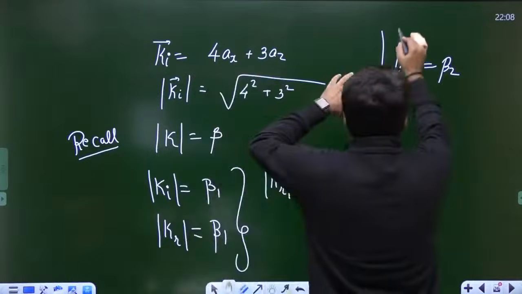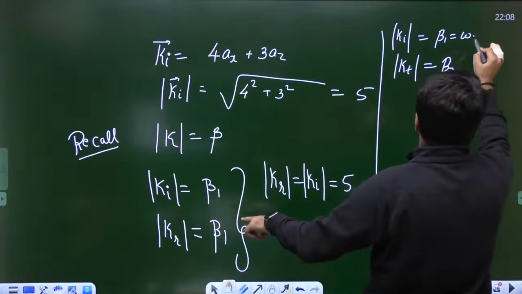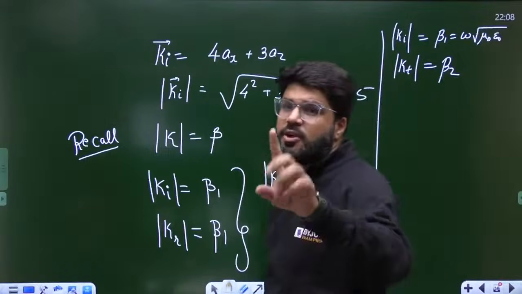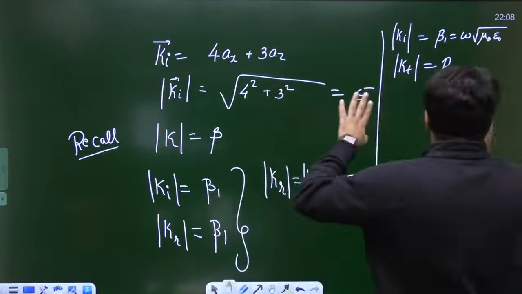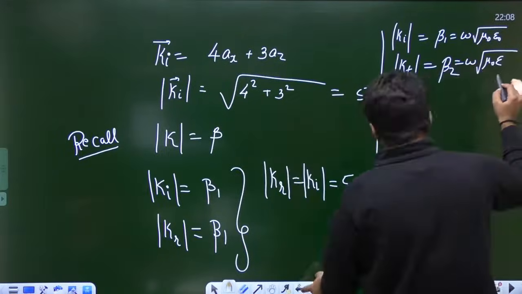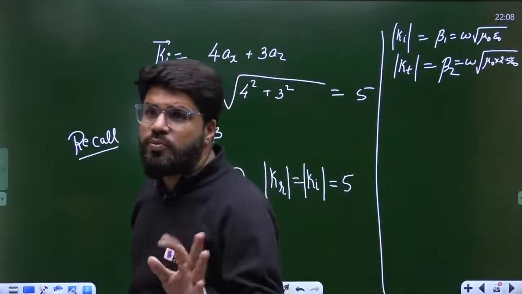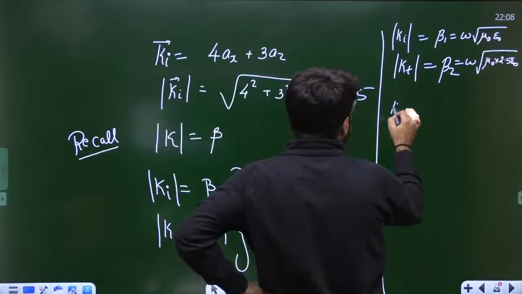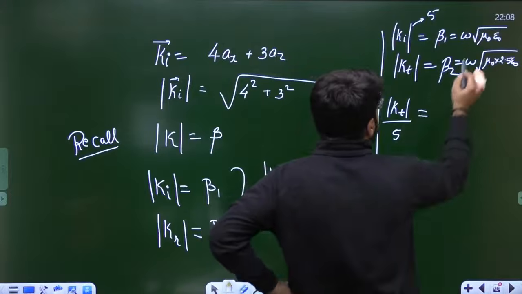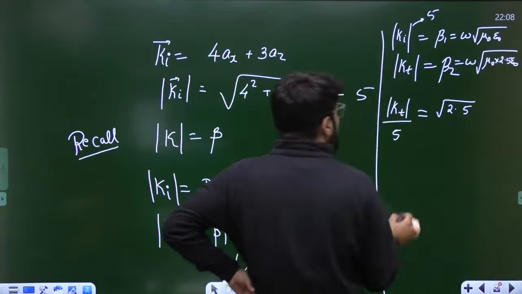Now pay attention here. Modulus of Ki is beta 1, and beta 1 is given by the formula omega root over mu epsilon. For the medium one, mu is mu naught, epsilon is epsilon naught, because it is free space, it is the air actually. Beta 2 is omega root over mu naught, mu r is 1, epsilon is 2.5 epsilon naught. For the second medium, you can check the relative permittivity, that is 2.5. So when I divide them, mod KT divided by 5, the value of mod Ki being 5, will be equal to, omega cancel, mu naught cancel, epsilon naught cancel, only root 2.5 will be left.